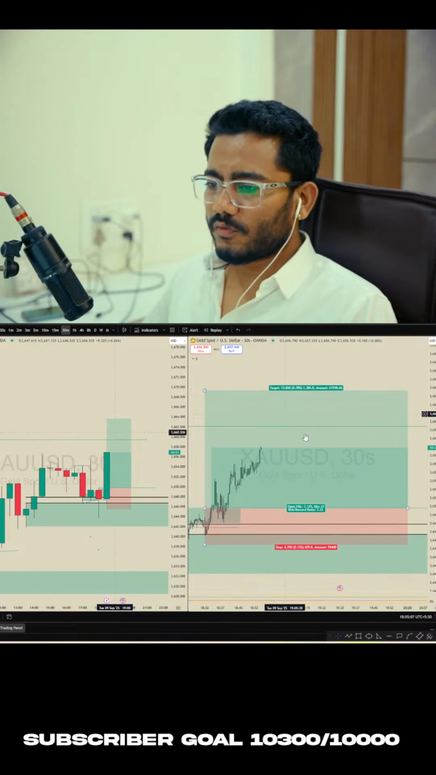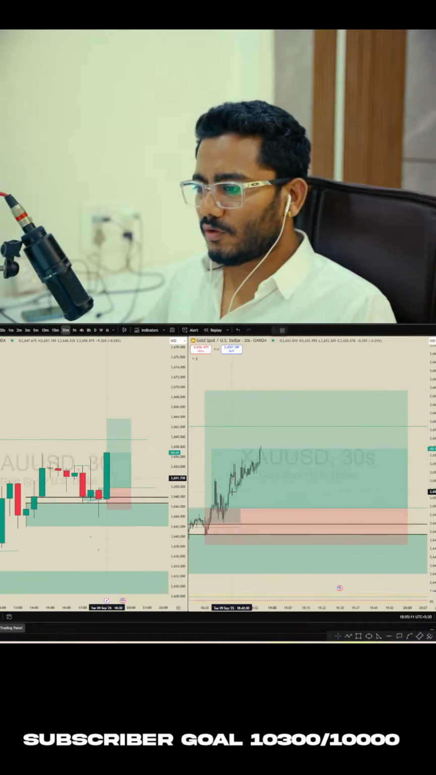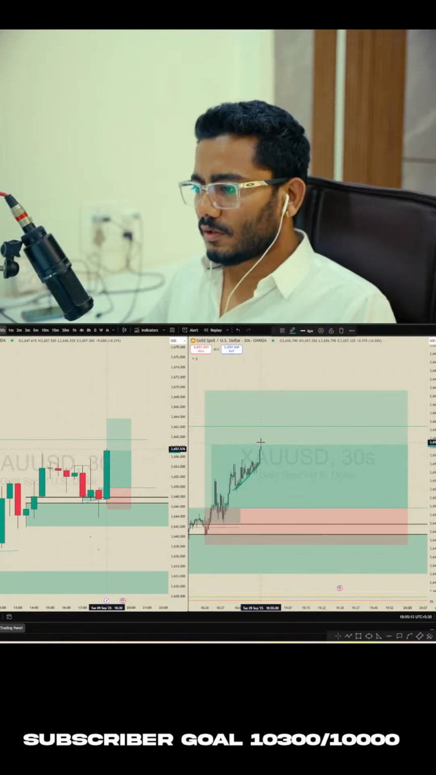You can close some of your position over here, but don't trail your stop loss below these lows, because this move can sweep this liquidity and then it can continue.